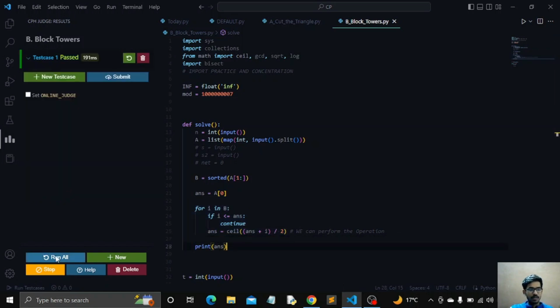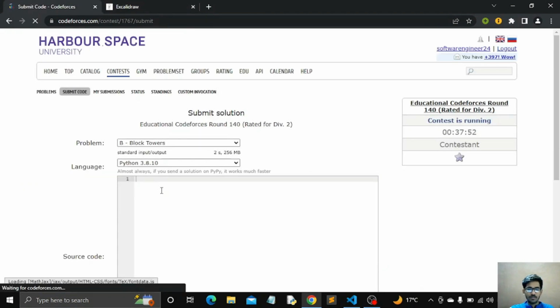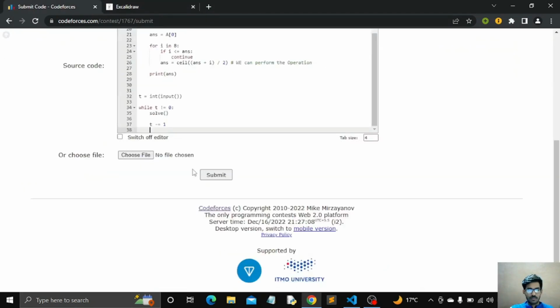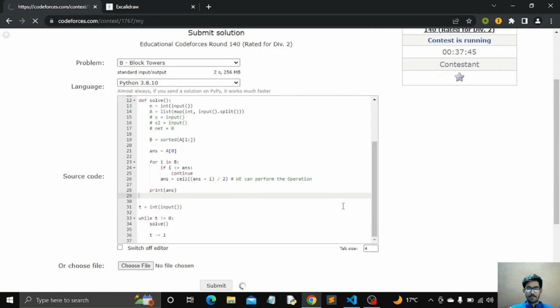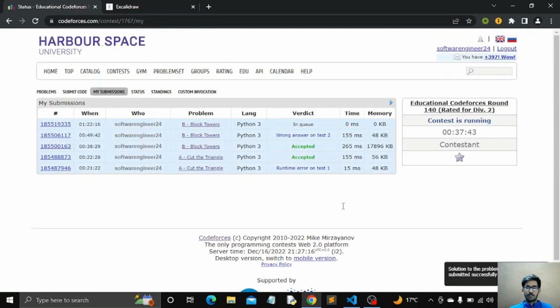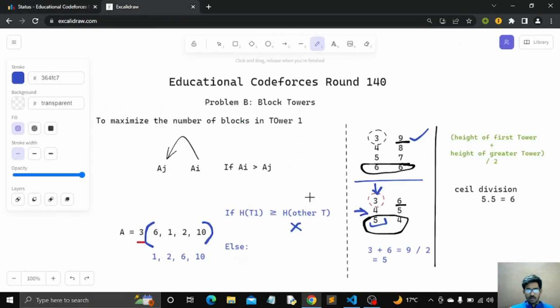And if I run this, as you can see, all the test cases were passed. And let's try to submit this. So this should get accepted. As you can see, this solution got accepted. So this was the approach to solve this problem, and I hope it was clear. Thank you.